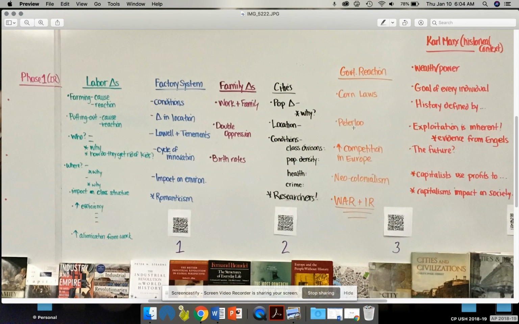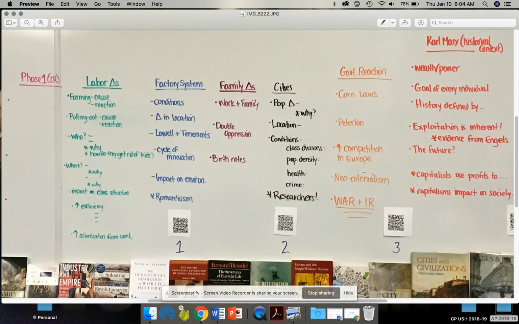Peterloo is another example of how the government reacts. And what Peterloo showed is that the government is going to react when people rise up and rebel, even peaceful protests. The government is going to react by attacking them and killing them. So the government reacts by using violence. And that's what Peterloo shows us. Now, there are a whole bunch of other things, though, that governments are doing.